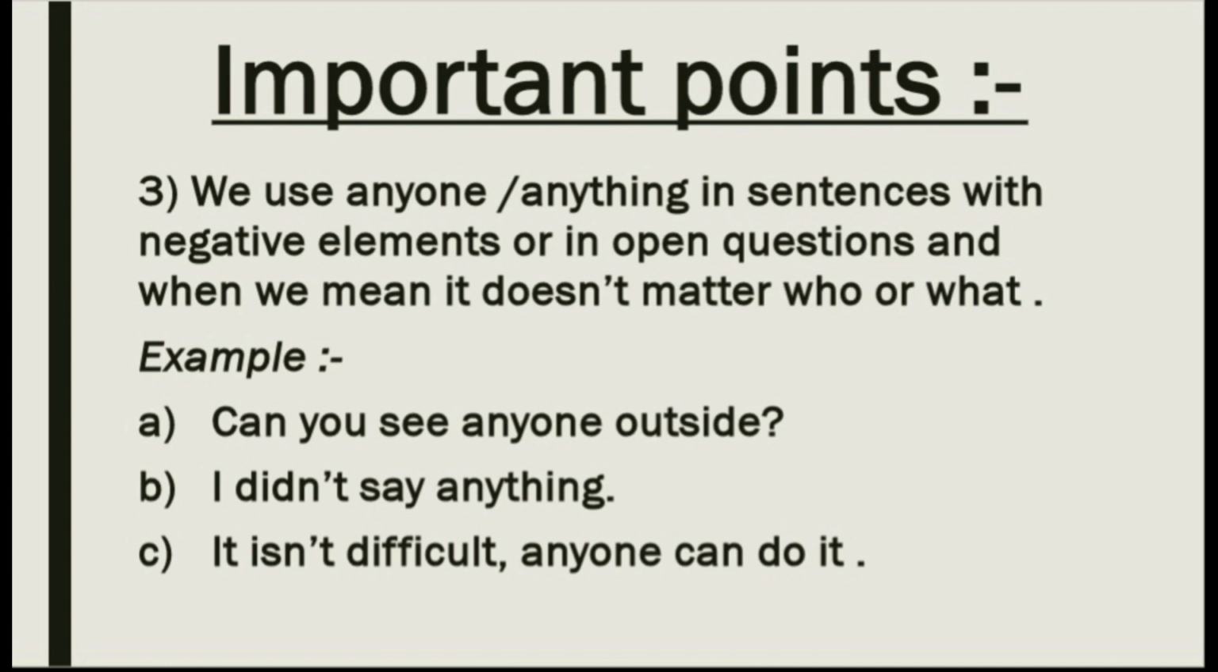The first one is, can you see anyone outside? It means that it doesn't matter who, you have to look for the person who is outside. Next is, I didn't say anything. This is a negative sentence, and it means it doesn't matter who or what. It isn't difficult, anyone can do it. No matter who, any person can do it. So we use anyone or anything in negative sentences as well as in some open questions where it doesn't matter who or what.